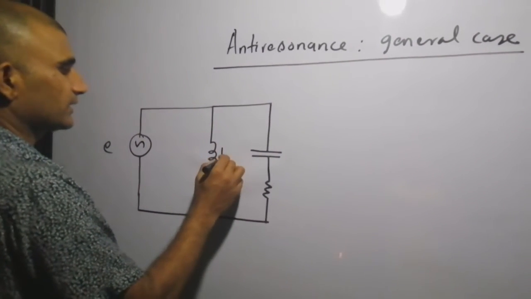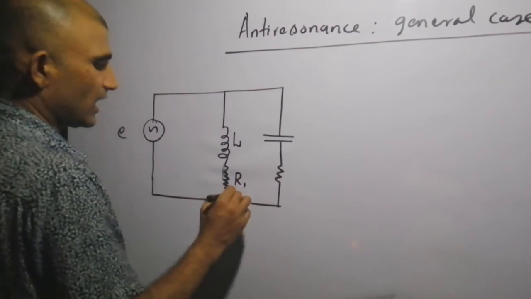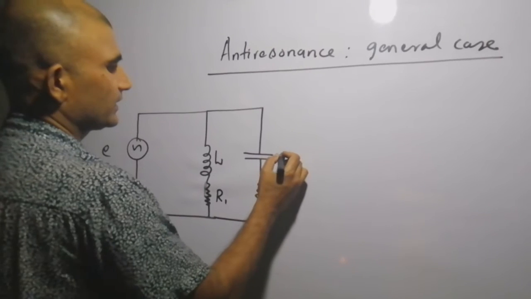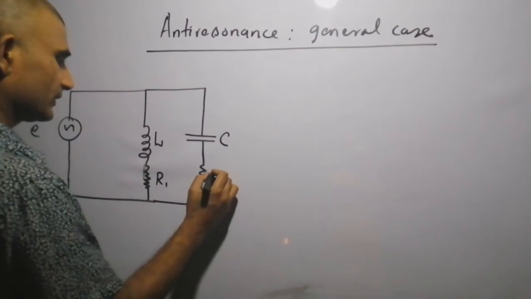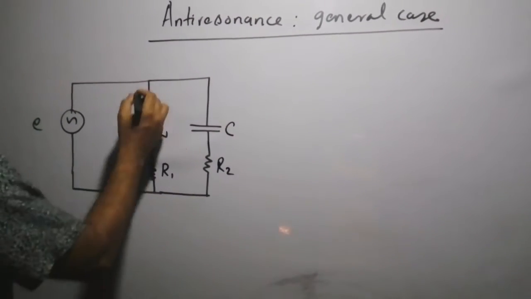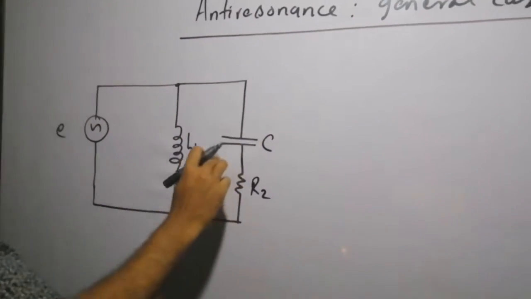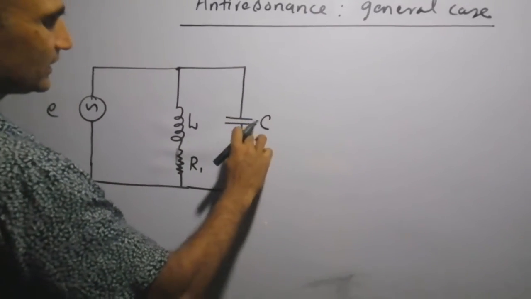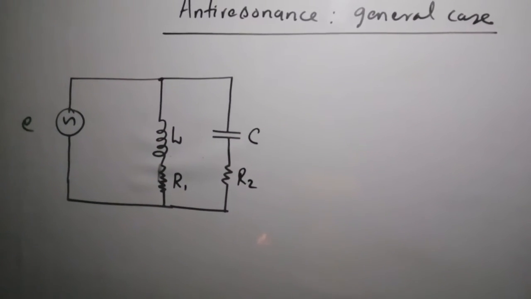So let's suppose the inductor has inductance L and resistance R1, and the capacitor has capacitance C and its resistance R2. So we have 2 branches. One we call the inductive branch because of the inductor here, and the other is the capacitive branch. When resistance is present in both branches, what would be the frequency?